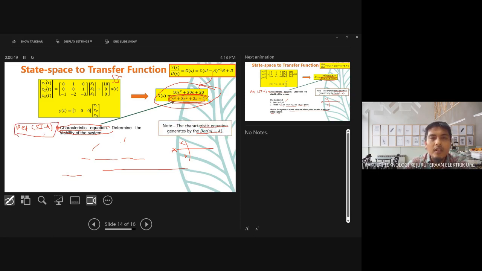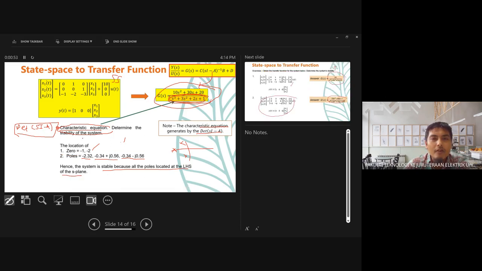Alright. And then after that, based on this transfer function also, there are two zeros at -1 and -2. And after that, there are three poles at -2.32, -0.34 plus j0.56, and -0.34 minus j0.56. If I sketch on the s-plane, this is the location of the poles. This is the location of the pole at -2.32, and this is the location of the poles -0.34 plus j0.56, and this is the last pole location. Okay, so hence the system is stable because all the poles are located at the left hand side of the s-plane. So you can say that this is a stable system.